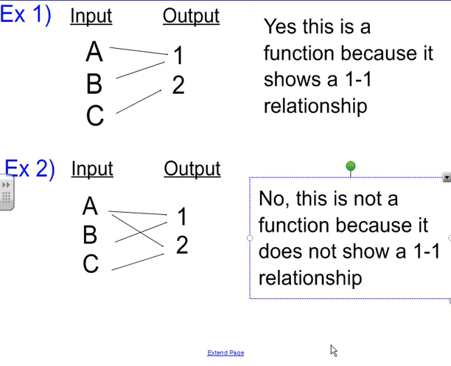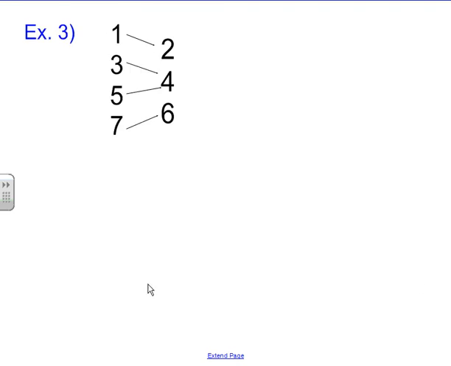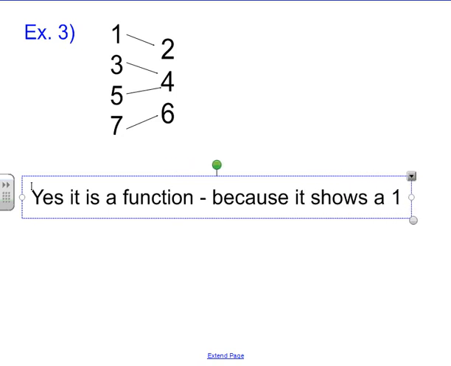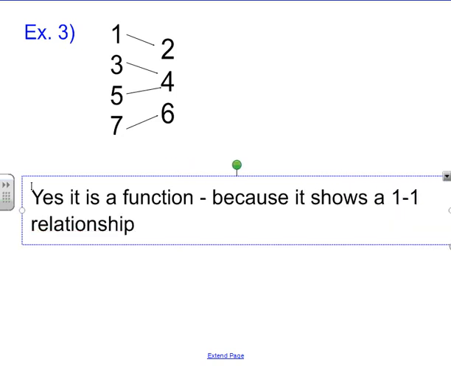That's what we're going to be looking at and trying to define it by. Let's take a look at one more. Here we have the numbers 1, 3, 5, and 7, and the numbers 2, 4, and 6. We notice that the numbers on the left of this diagram represent the inputs, and those on the right represent the outputs. Hopefully by looking at this, we can acknowledge that yes, it is a function because it shows a 1-to-1 relationship.